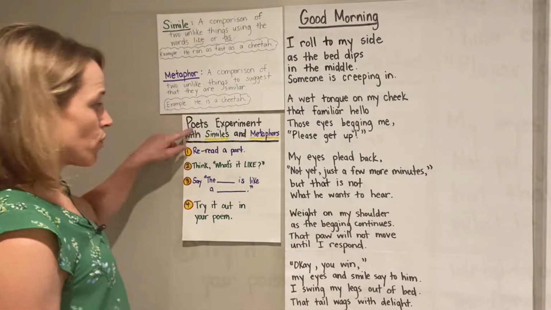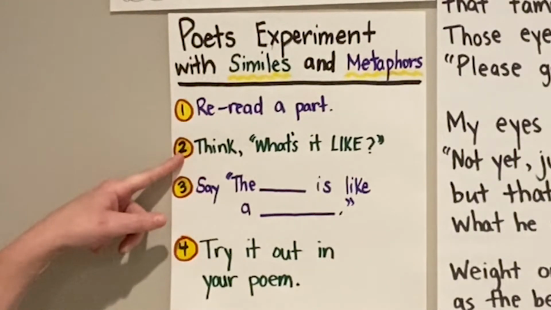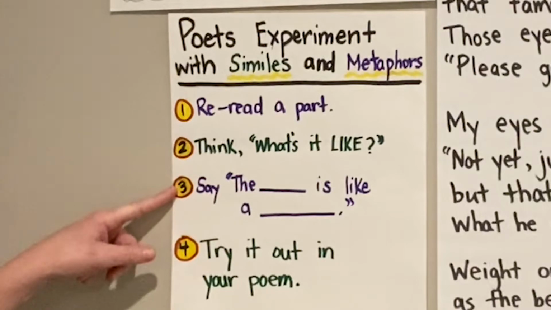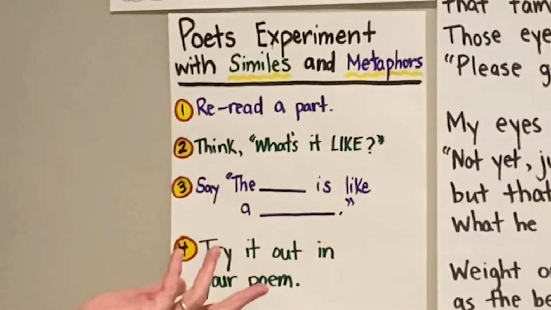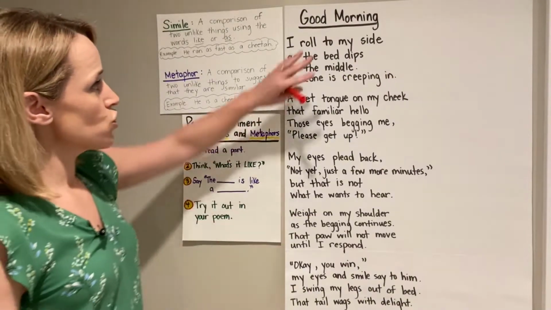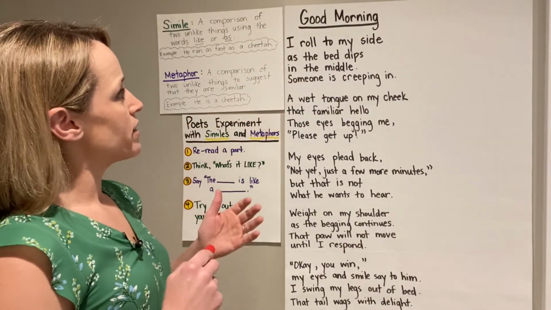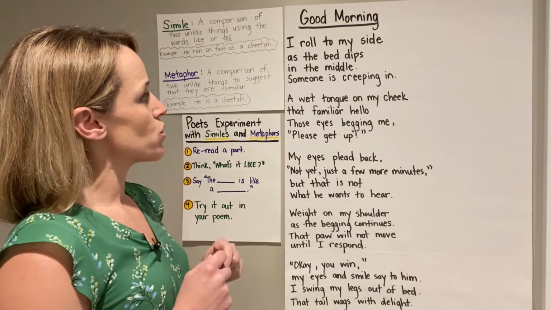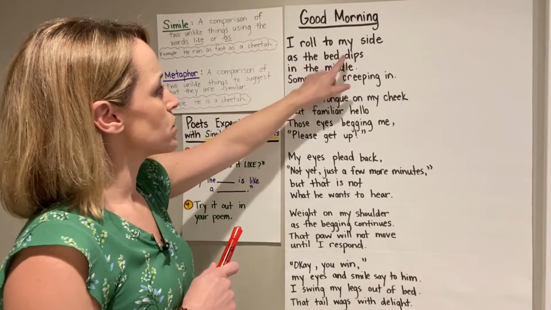So now I want to show you how I can reread a part of my poem. Think to myself, what is this like? Then I'll practice saying the blank is like a blank, and then I'm going to try it out in my poem. So let's try here with this first part. I roll to my side as the bed dips in the middle. Someone is creeping in. I roll to the side as the bed dips.